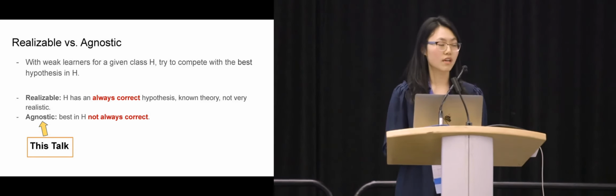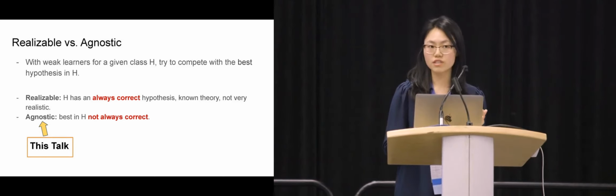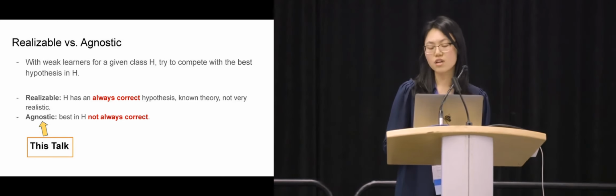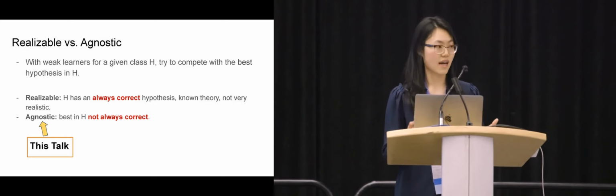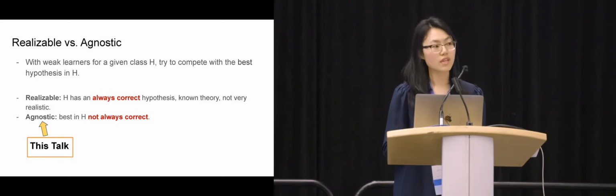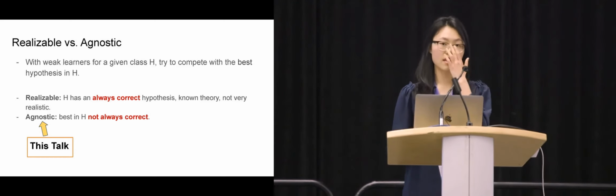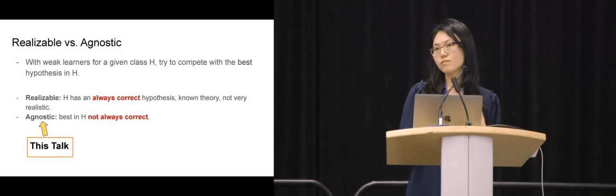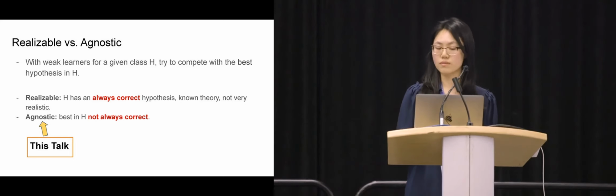The framework of boosting goes as the following. Suppose we have access to weak learners that give us suboptimal hypotheses from a given hypothesis class H. How can we construct a strong learner that competes with the best hypothesis in this class H? There are roughly two different settings. The first one is the realizable setting, where we assume that H has a perfect hypothesis, that this hypothesis is correct on all data. Most of the theory is known in this setting. For example, AdaBoost is an algorithm in this setting.